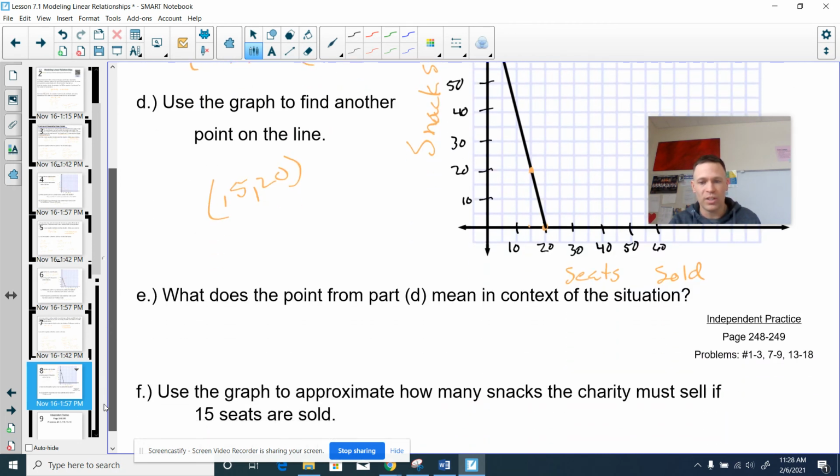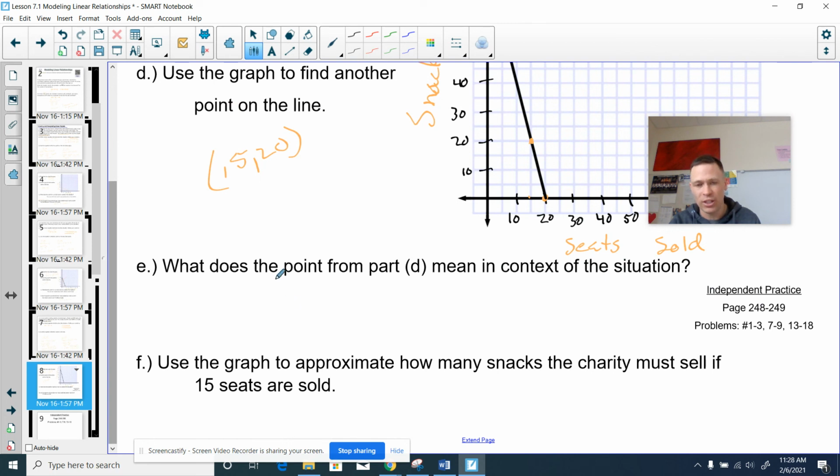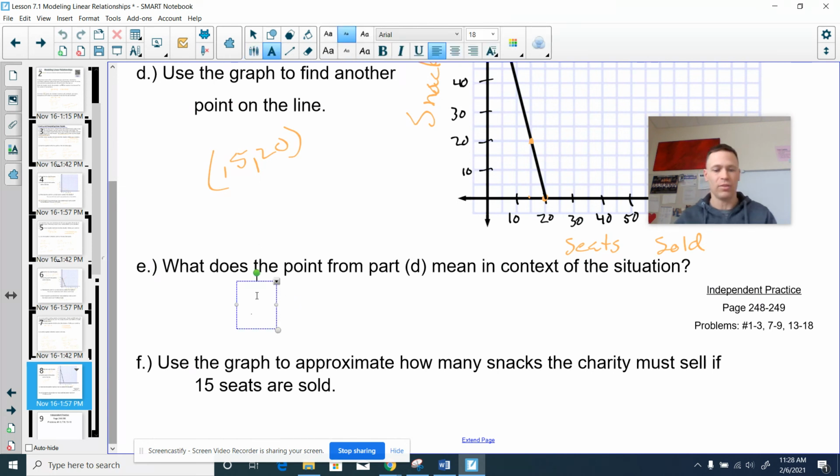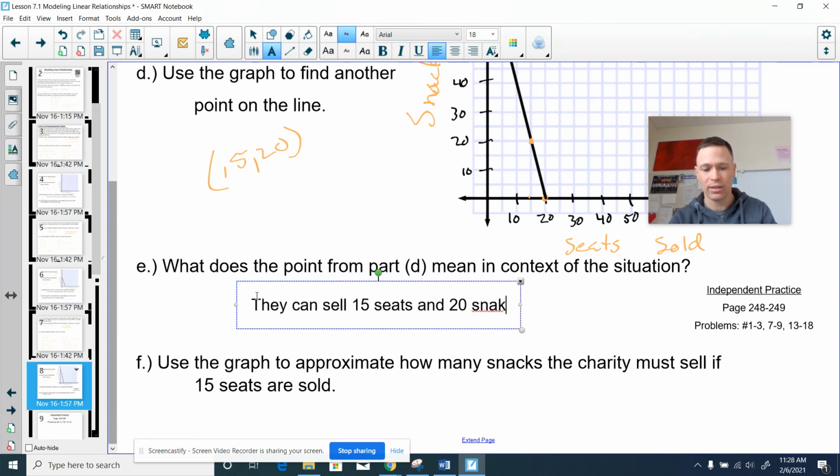Okay. What does that point mean in the context of this situation? Again, I'll type this out so it goes a little faster. That means they can sell 15 seats and 20 snacks to meet the goal, or to earn their $400.